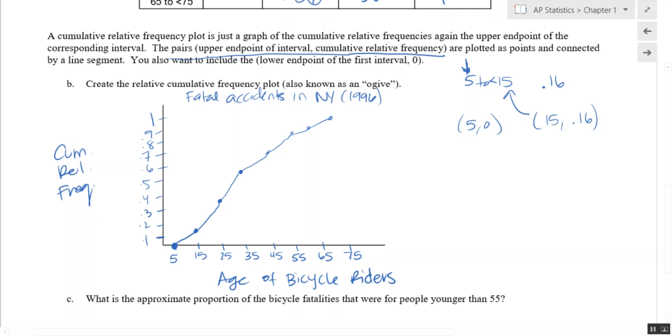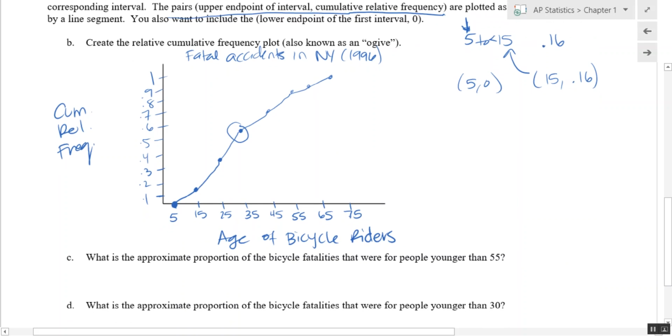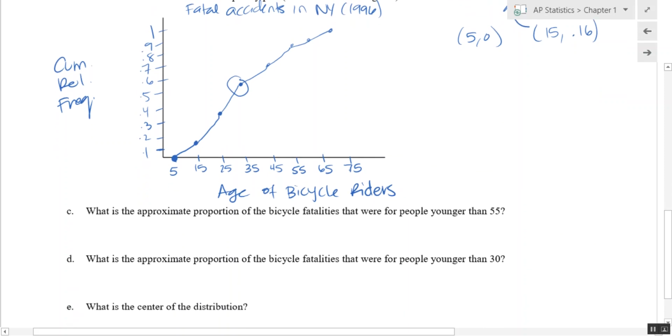Now, usually the thing is to be able to answer questions about it. Any point that we look at on here, for example, if I look at the coordinates for 35 and 0.58, just this particular point here, this tells me that 58% of the fatal accidents happened for people who are age 35 or younger. Or actually in this case, it's below 35 for our interval. So that's how you would interpret any of them.